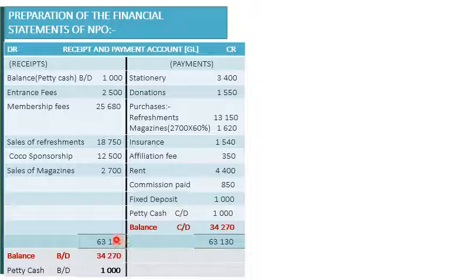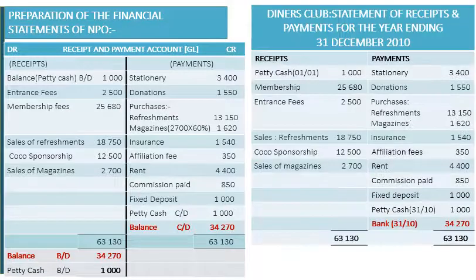Balance the account by calculating the balancing figure and reflecting it as a balance carried down, which will be shown as balance brought down for the new period, together with the petty cash opening balance on the debit side, also as balance brought down, 1,000. These entries on the receipt and payment account will then be shown on the statement of receipts and payment as follows.